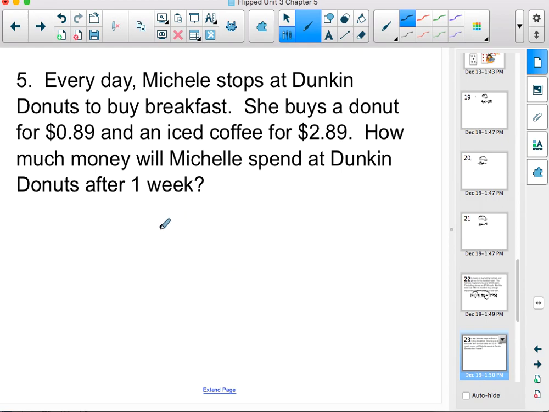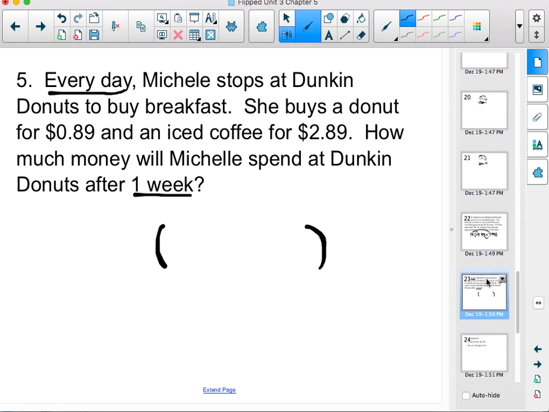I would like you to try to set this up as a distributive property problem. I want you to pay careful attention. It says that Michelle does this every day, and the question asks how much will she spend after 1 week. So we will have to convert weeks into days. Put her total in here for each day and the number of days out here.